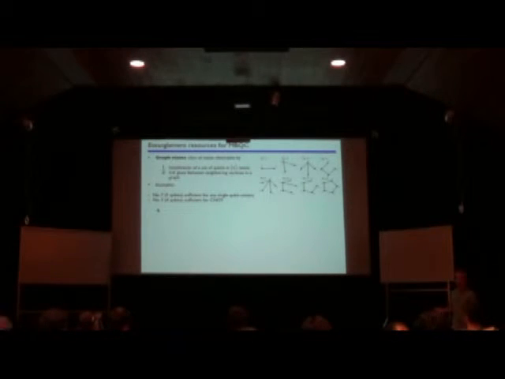So I'd like to talk a little bit about these resources for universal computation and MBQC. A common class of resources are called graph states. Cluster states are an example of graph states. So what is a graph state? It's exactly what I was telling you all the time.